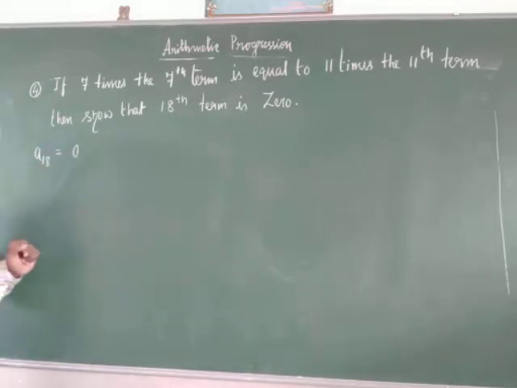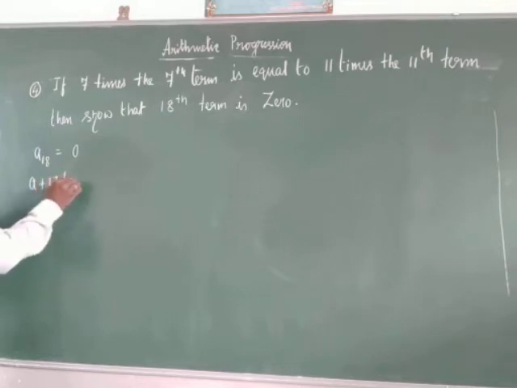This is the proof you are expected to do. 18th term is 0 means A18 equals 0. You are supposed to prove it. So what is A18 then? A18 is nothing but A plus 17 times the difference.